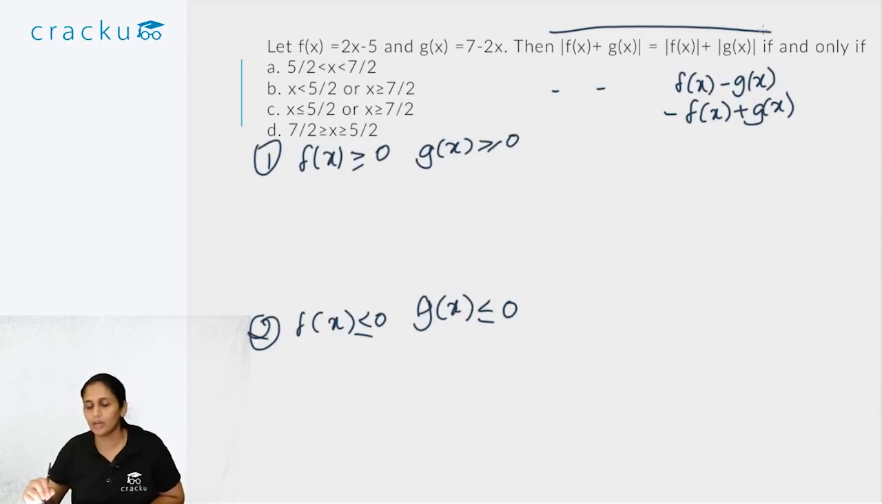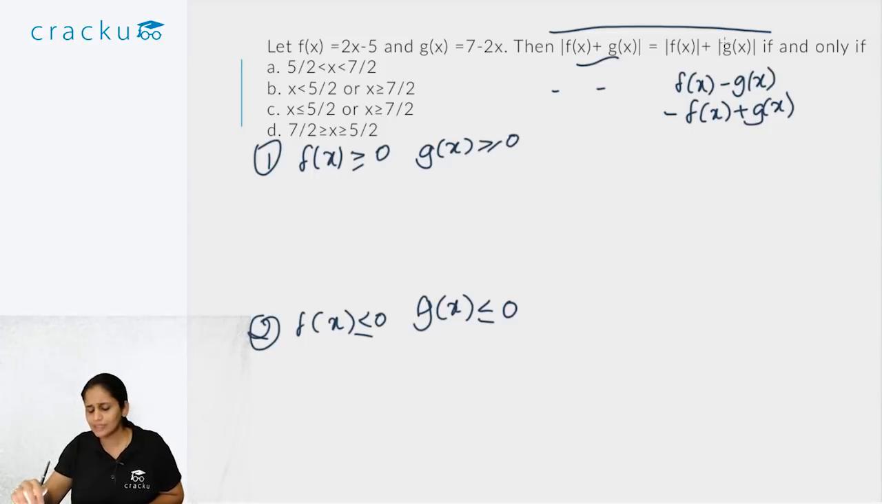The only time this equation will not be true is when one of them is positive and the other one is negative. Because when one is positive and the other negative, then this expression f of x plus g of x will not be carried over here, where this would instead be replaced by minus g of x, or we will have minus f of x plus g of x. So this expression will hold only when both have the same sign. Either both are positive or both are negative.